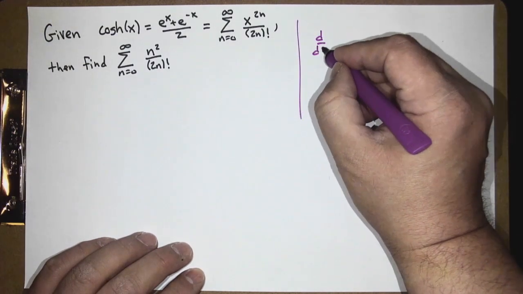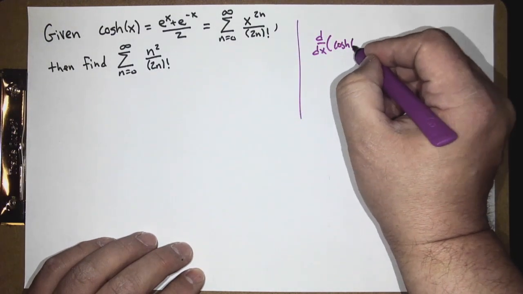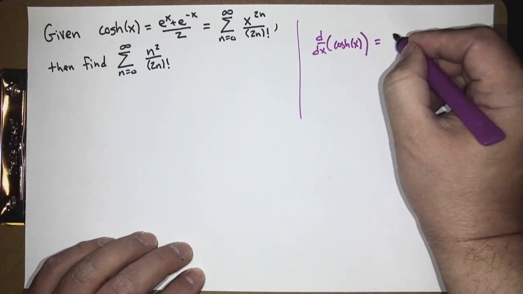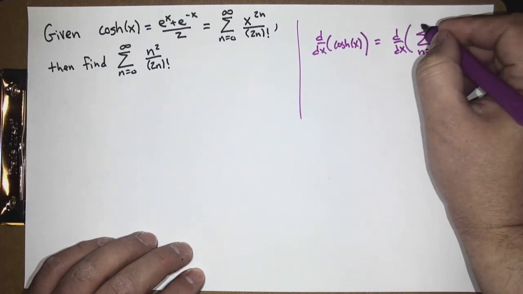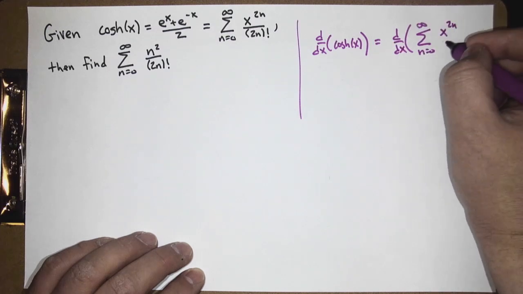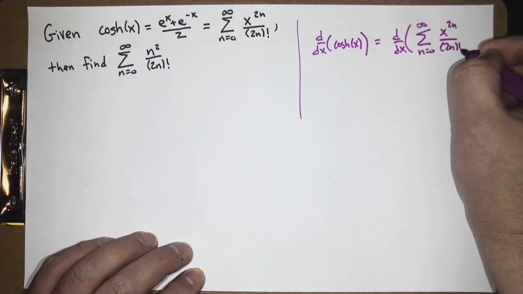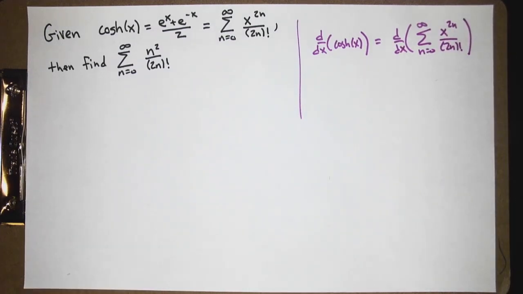All right. So let's try this. And we'll take a derivative of both sides. So the derivative of cosh of x is equal to the derivative of the sum, 0 to infinity, x to 2n over 2n factorial. And this is valid everywhere because the series for cosh is built off the series for the exponential function, which is valid everywhere. Does anybody know the derivative of cosh, hyperbolic cosine?